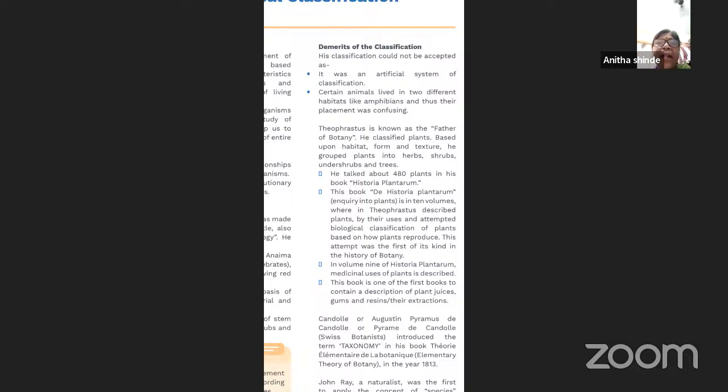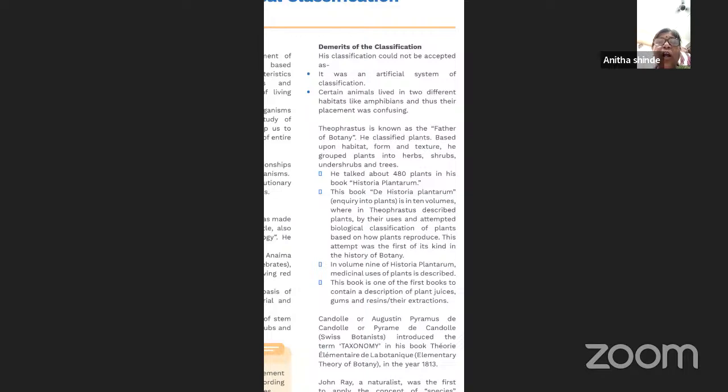into herbs, shrubs, undershrubs, as well as trees. What did Aristotle do? He classified into herbs, shrubs, as well as trees. He did not consider undershrubs. Directly, he said herbs, shrubs, and trees. But here, Theophrastus, who is considered to be the father of botany, classified the plants into four different groups: herbs, shrubs, undershrubs, as well as trees.